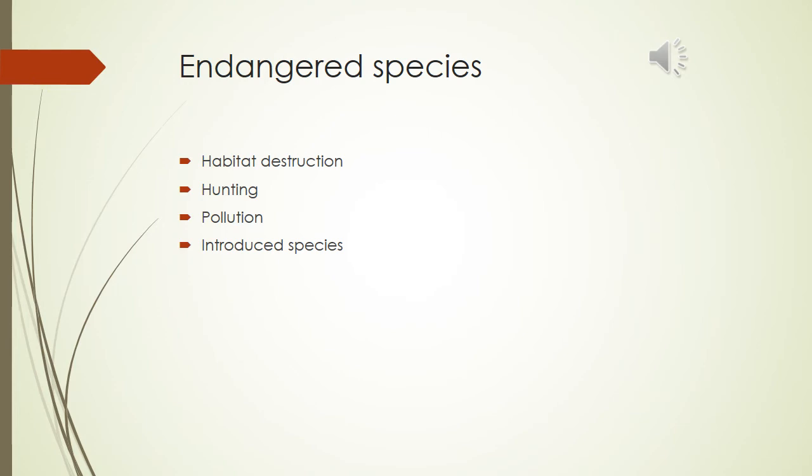So these are the four things that can really push a species towards extinction, and if all of it happens at the same time, it can be quite hard to save that species. But again, the most important thing is protecting the habitat.